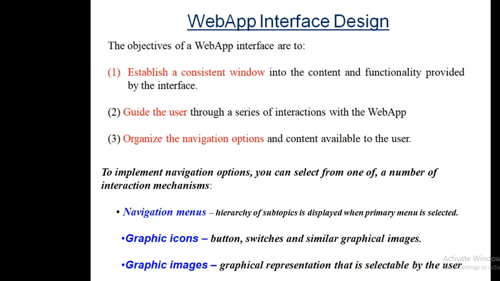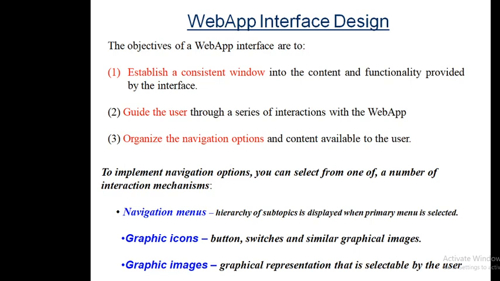Then the third one is to organize the navigation options and content availability to the user. That means whenever you are using the web app interface, there are a number of navigation options to organize the content availability. We move from one page to another page to gather different information and content. So the third objective is to organize the navigation options. These are the three different objectives for web app interface designing.